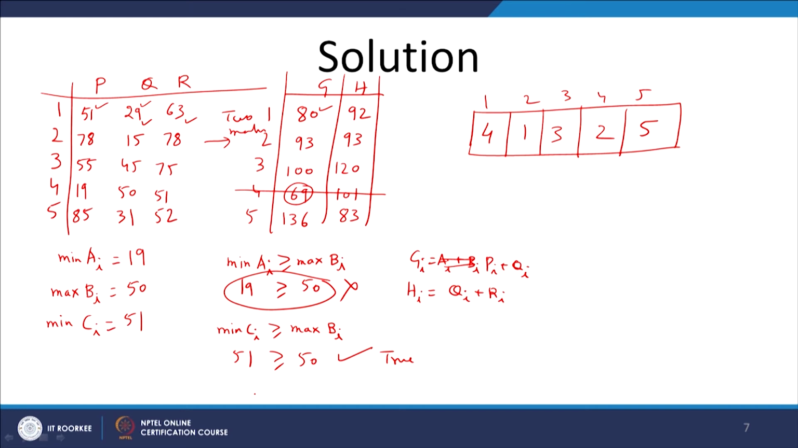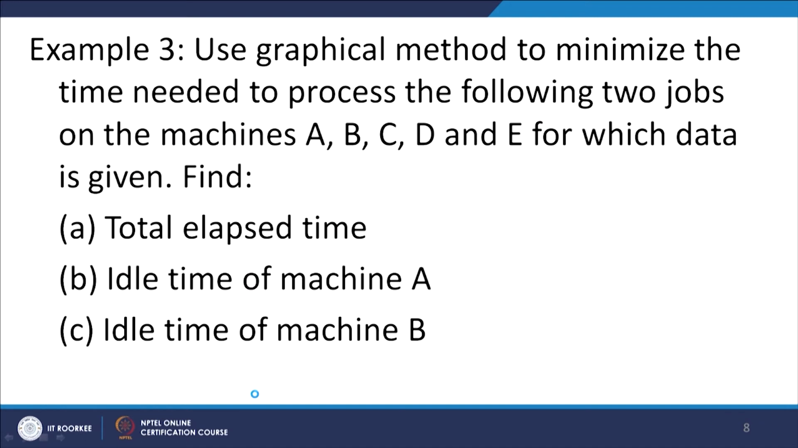Next, let us look at the third example in which we are supposed to use the graphical method to minimize the time needed to process the following 2 jobs on the machines A, B, C, D, E, for which the data is given, and we are required to find the total elapsed time and the idle time of machine A and the idle time of machine B. So, how are we going to do it? Let us write down the entire information using the graphical method.